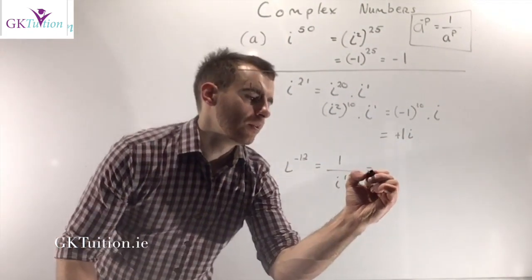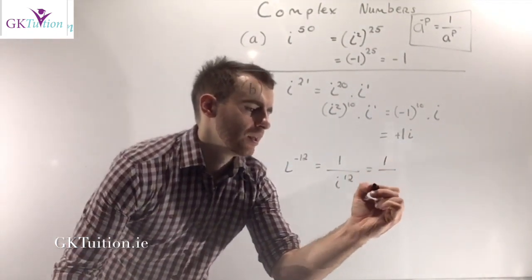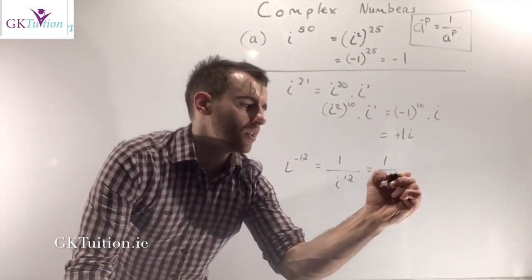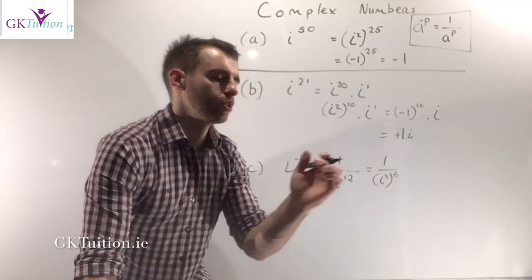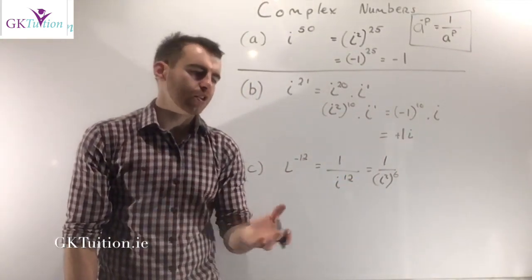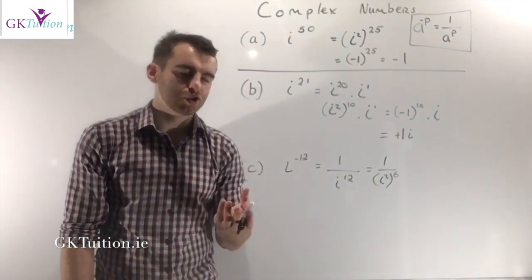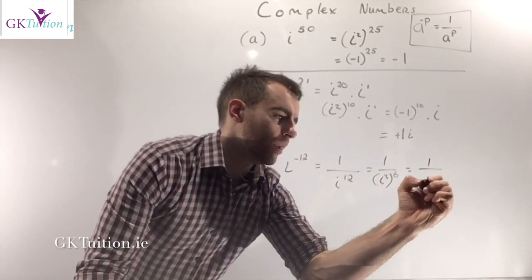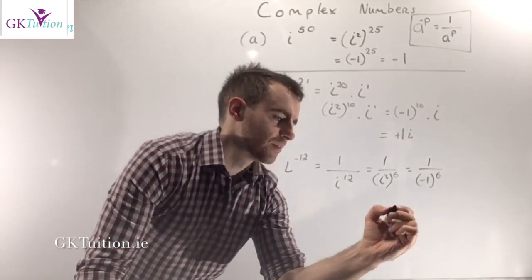Now if I wanted to simplify the bottom there, i to the power of 12 is the same as i squared all to the power of 6, because 2 multiplied by 6 gives me 12. Now all I need to do is substitute in, instead of i squared, I can just sub in a minus 1. So this simplifies down to 1 over minus 1 to the power of 6.